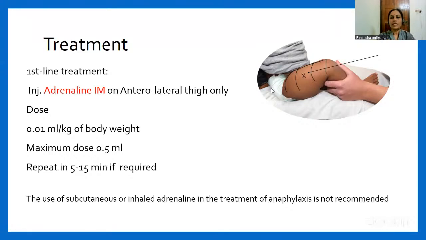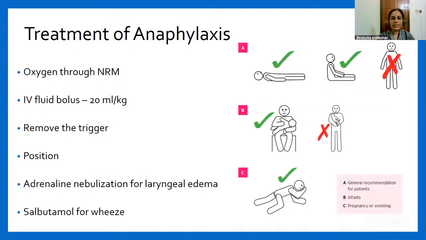This is the site of adrenaline injection. It is marked as X. You can see, in the mid thigh, the anterolateral thigh, in the middle part of the thigh, you will give the intramuscular injection. Okay, along with the adrenaline, we also have to give other supportive management.